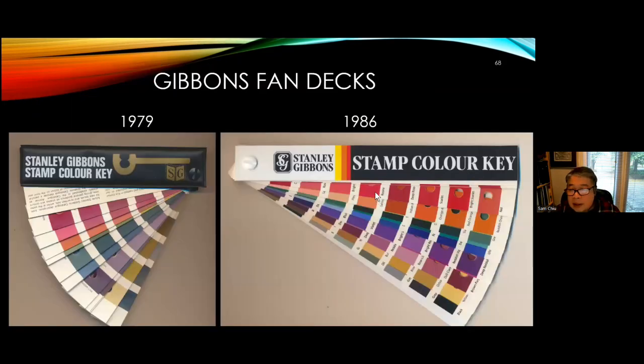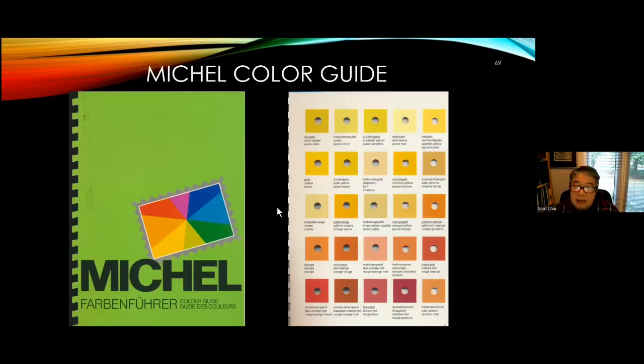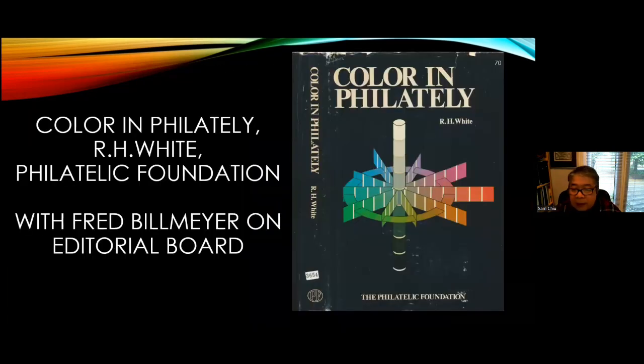Then later on, 1979, 1986, they have this. Again, you put the stamp in the hole and you try to match it. So we now have fan decks that are more elaborate. Michel has the same thing too. This is one of the key books by White on color in philately. Stanley Gibbons has it. A lot of places have this.